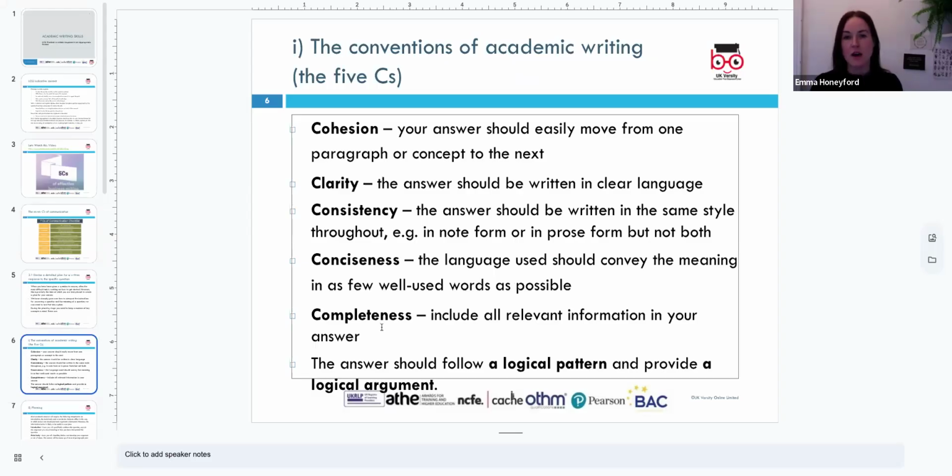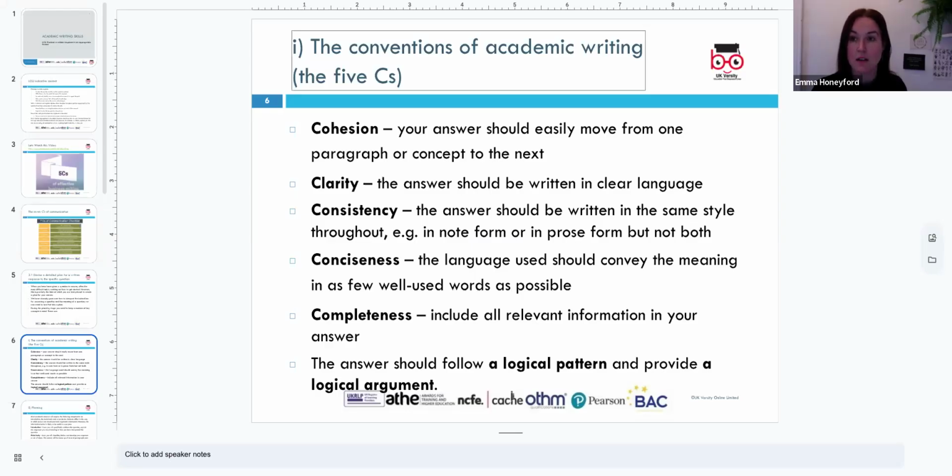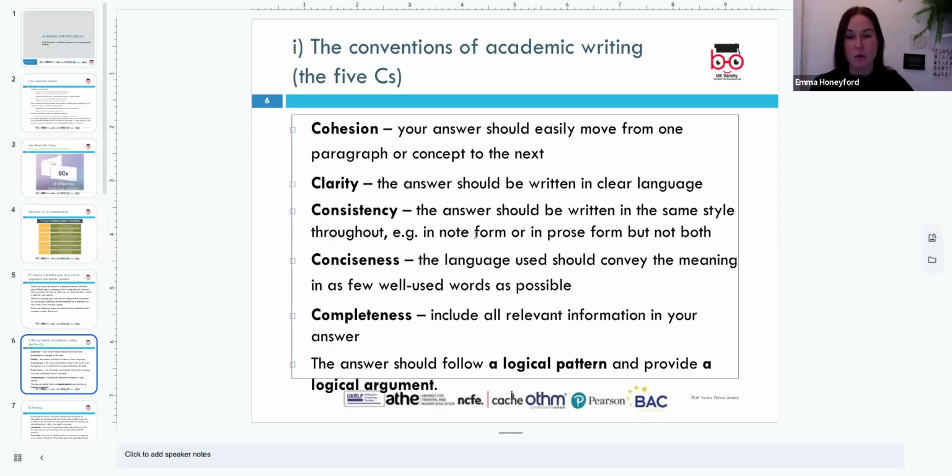These are the conventions for academic writing. They're known as the 5 C's: cohesion, clarity, consistency, conciseness, and completeness. Your answer should easily move from one paragraph or concept to the next. It should be clear. The answer should be written in clear language that's readable. Consistency: the answer should be written in the same style throughout, to keep a consistent tone, so in note form or in prose form, but not both.